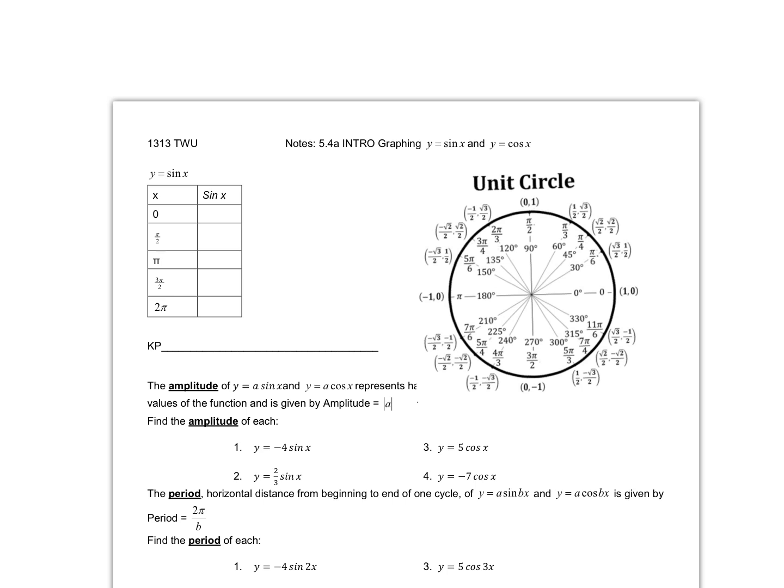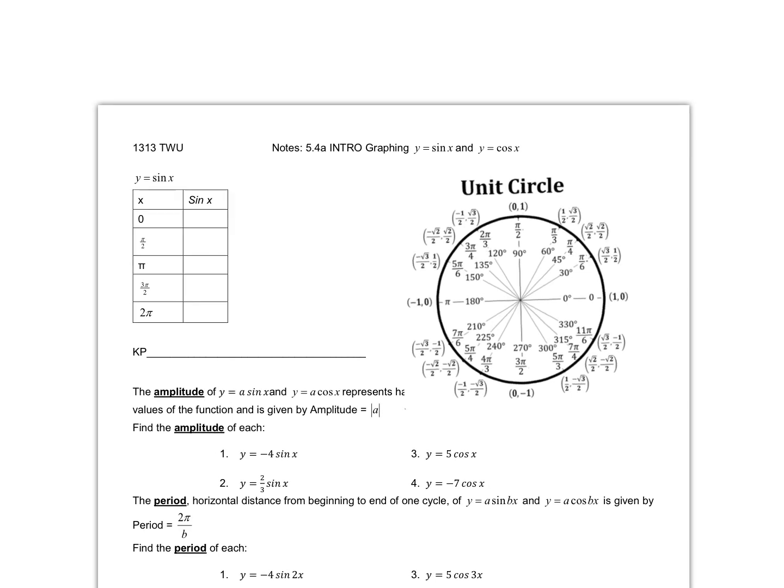You know how to find the sine values on the unit circle, right? If I give you an angle, can you find the sine value? Yes, you can, absolutely. And that's all that this is based on, okay? So here I have my table. Y is equal to the sine of x.